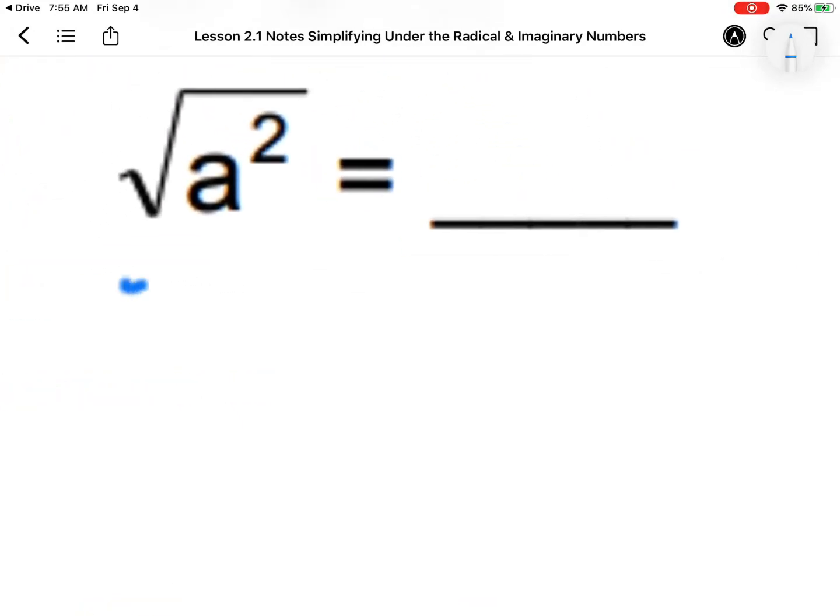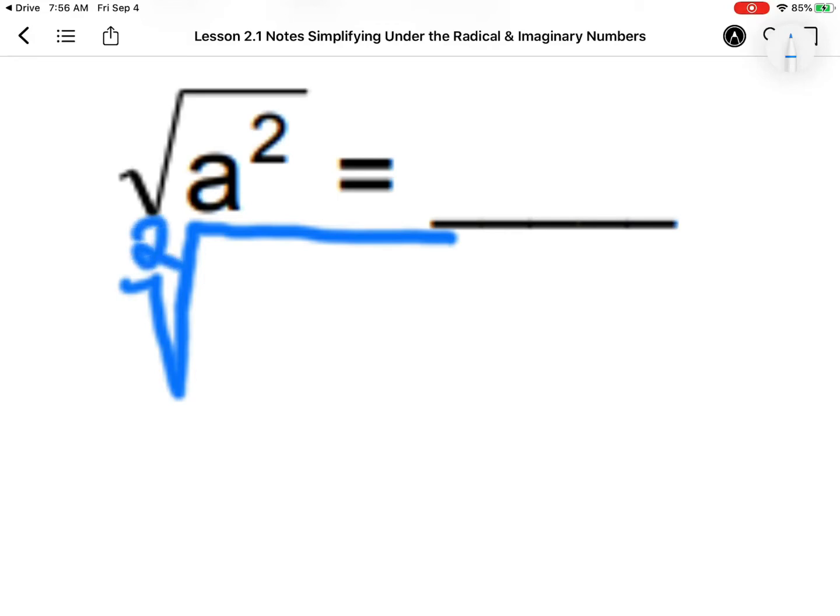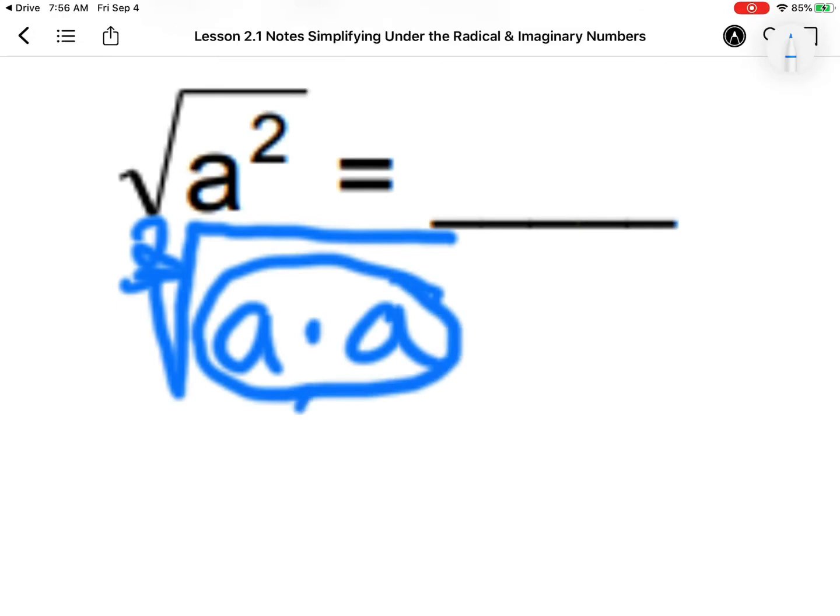Now, I want to skip that just for a second. If you ever forget those steps, there is another way. So remember that if our index is not indicated, it's a 2. And a squared is the same thing as a times a. Well, this 2 tells us how big our group is that we're going to group together and move out of the house. So I like to say 2 of the same kind get together, get married, and move out of the house.